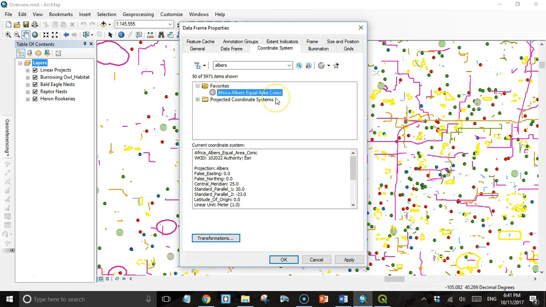So oftentimes in the area that you're used to working in, there might be two or three or half a dozen different coordinate reference systems that you use a lot, and so you might put those into your favorites folder just to make it easier to find.